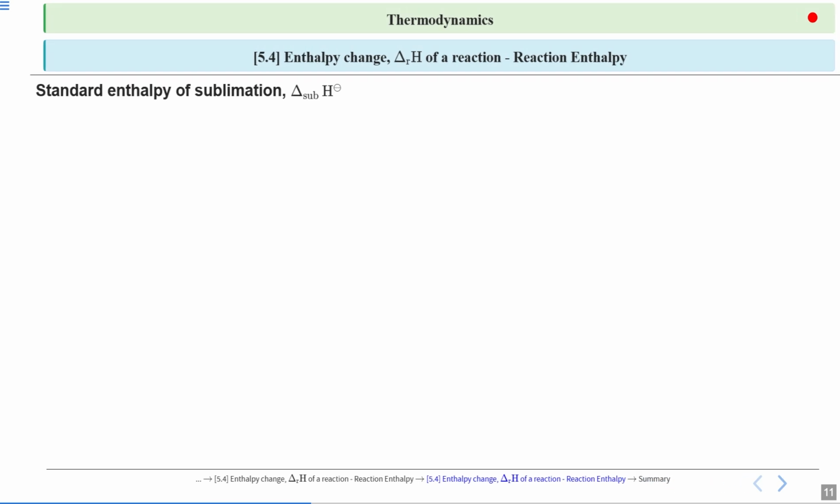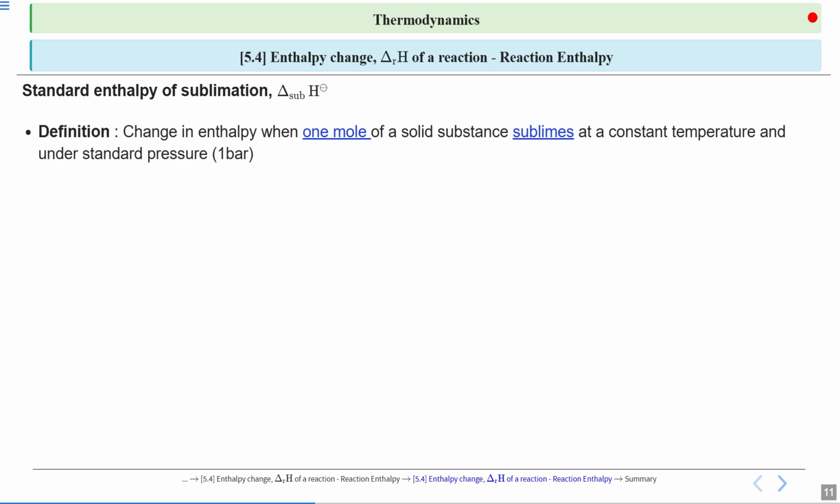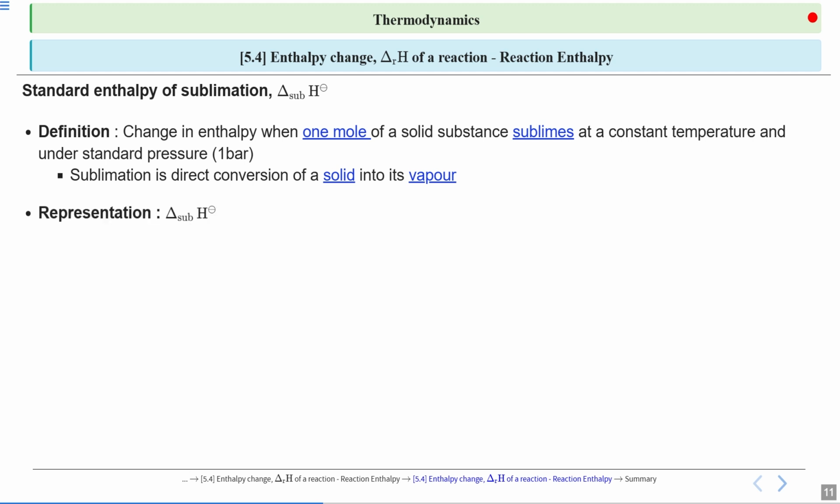Moving on further, next is the standard enthalpy of sublimation. What is the standard enthalpy of sublimation? In this, we are relating the enthalpy change for the conversion of solid directly into gas, and 1 mole of the solid is converted while keeping the pressure at 1 bar. How is it represented? By using the term delta sub H naught. If you are unaware of sublimation, it is simply the conversion of solid into vapor. We know the representation and the definition now as well, so let us look at an example.